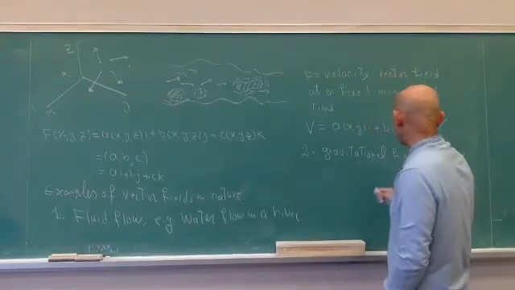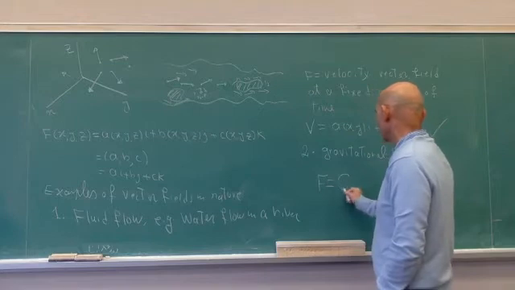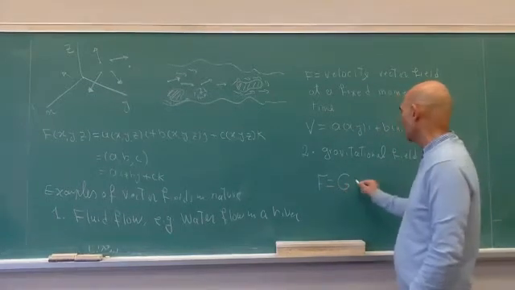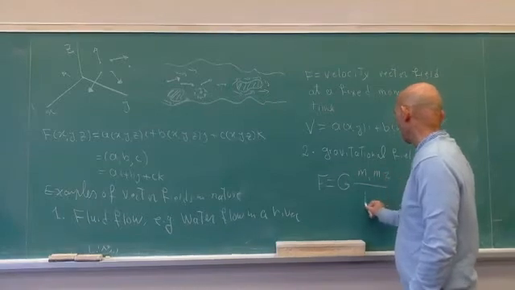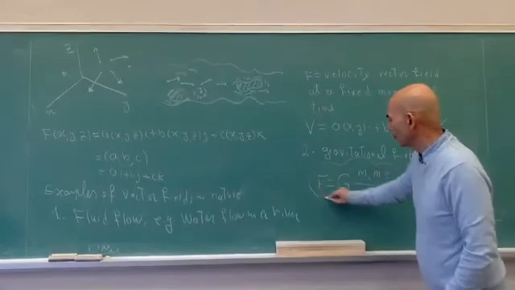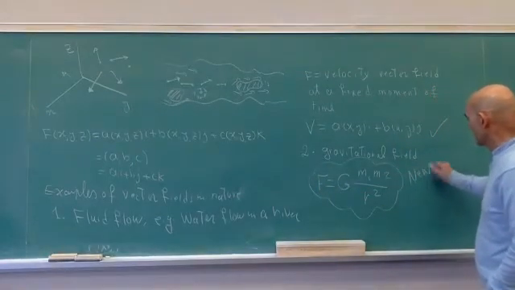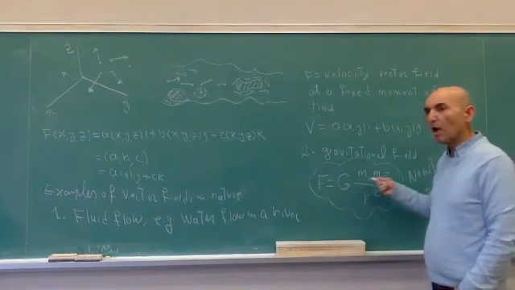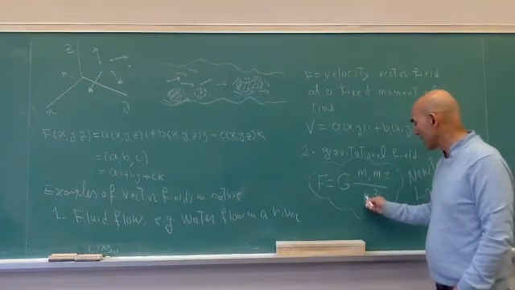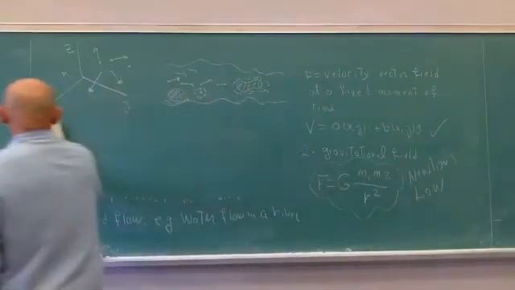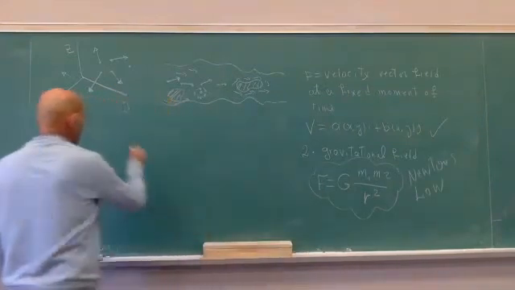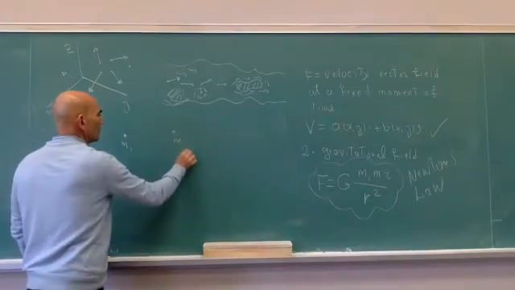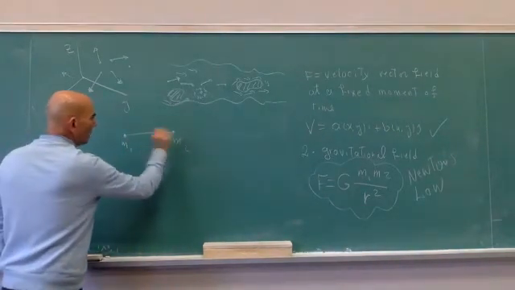What is the gravitational field? Of course, Newton's law. It says that the force of attraction between masses is equal to G times M1 M2 over R squared. So this is Newton's law of gravity. G is a constant, M1 and M2 are masses, and R is the distance between these two masses. In the simplest case, there is a mass m1 here and mass m2 here, and this is distance r.